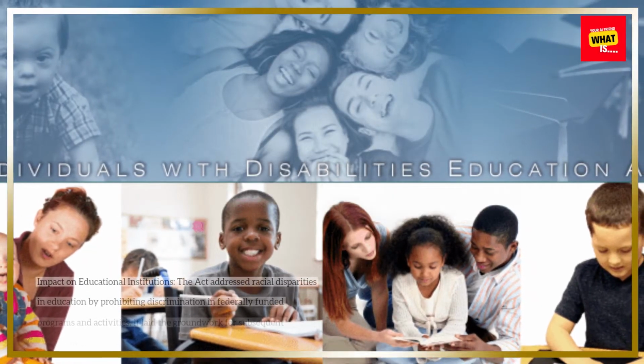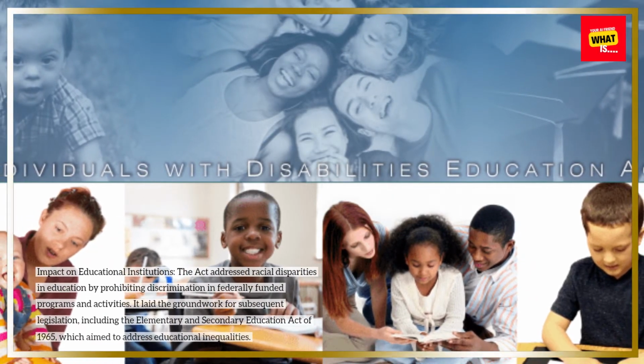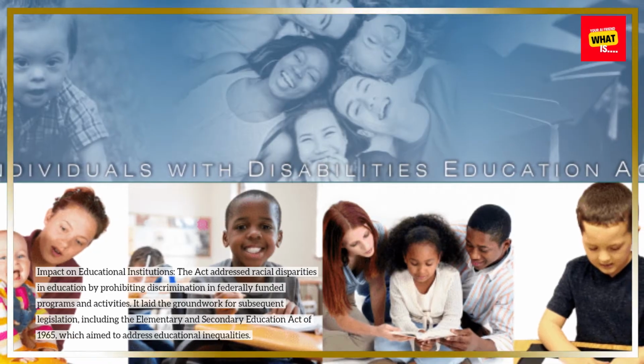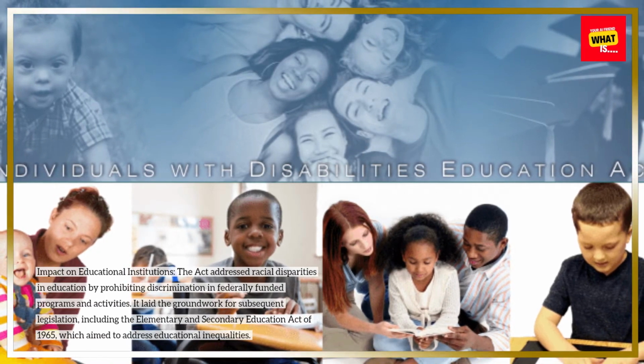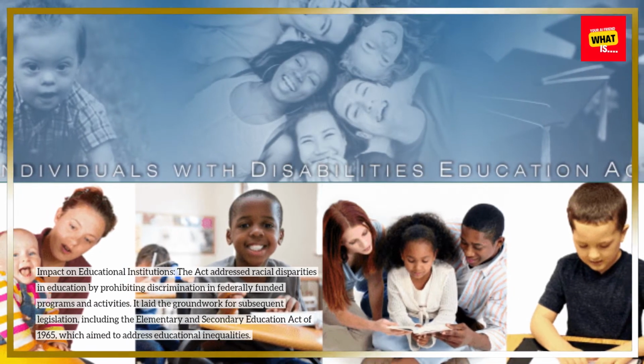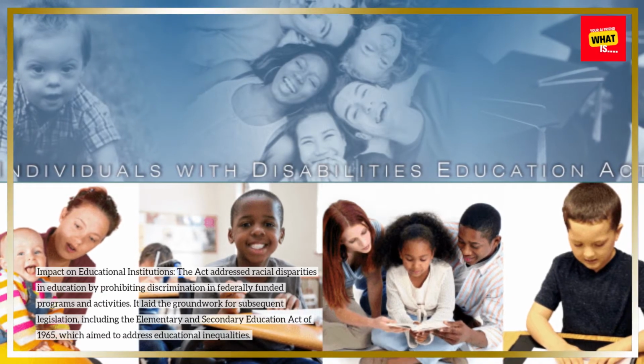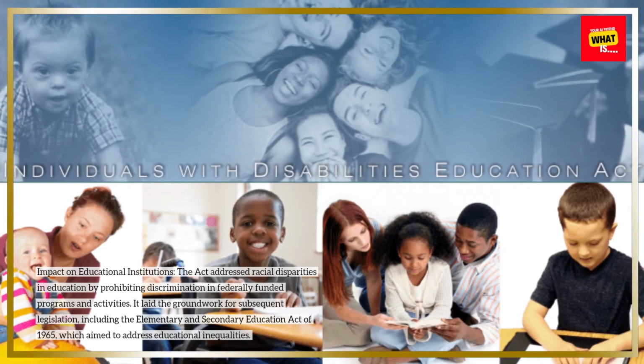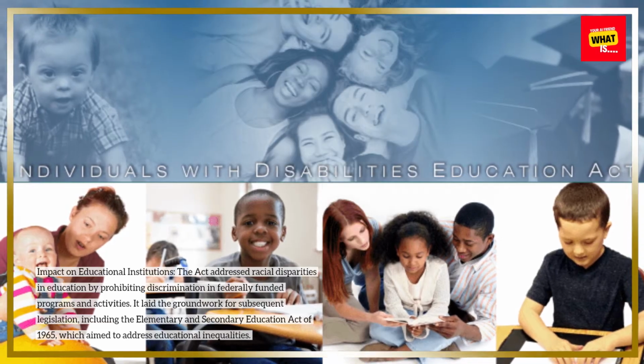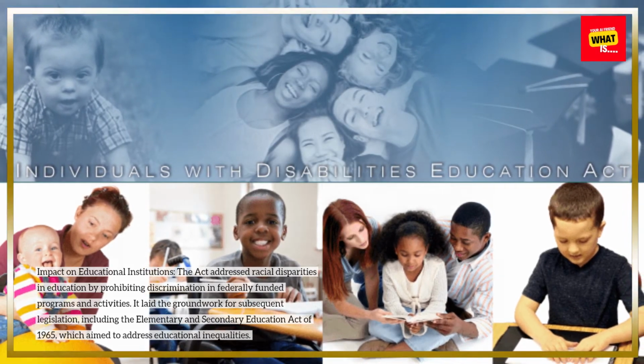Impact on educational institutions. The Act addressed racial disparities in education by prohibiting discrimination in federally funded programs and activities. It laid the groundwork for subsequent legislation, including the Elementary and Secondary Education Act of 1965, which aimed to address educational inequalities.